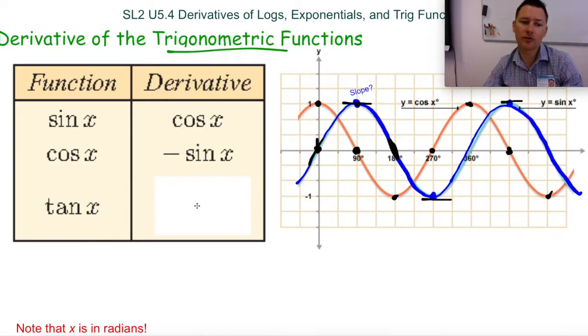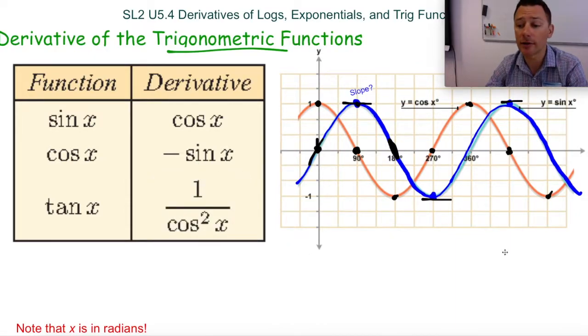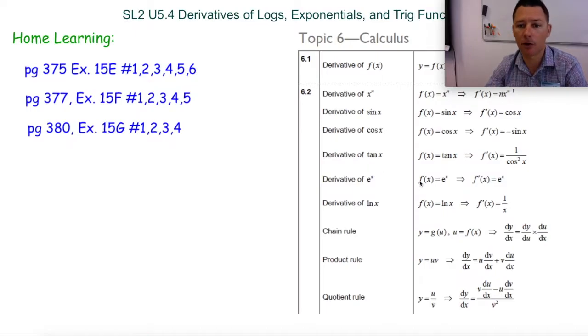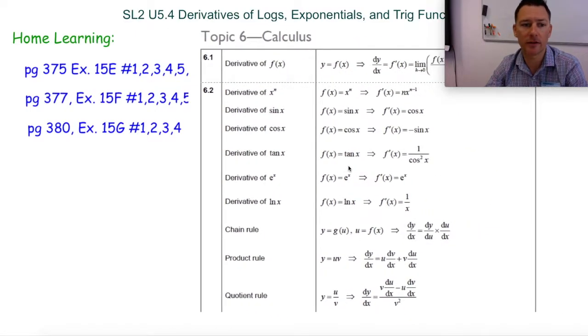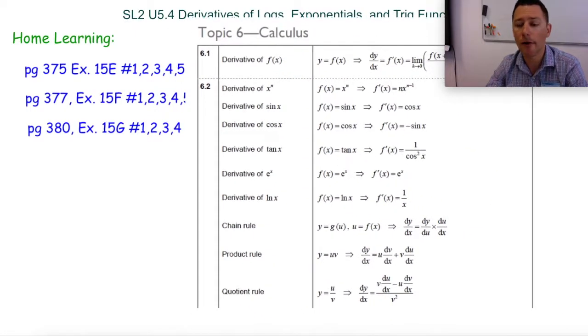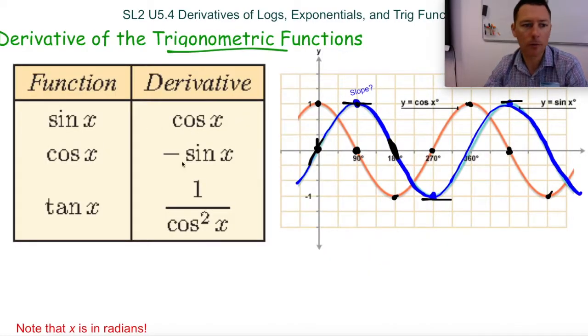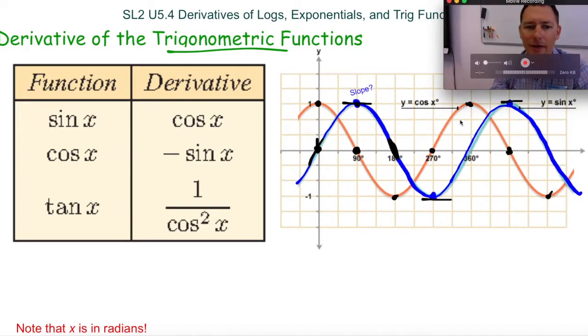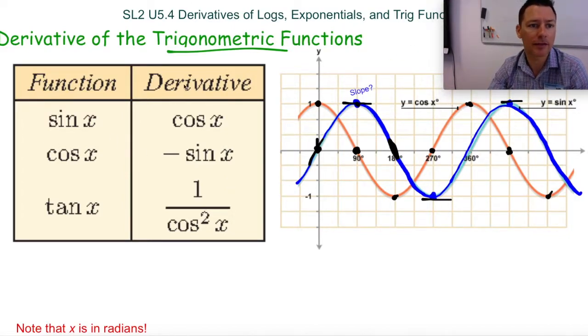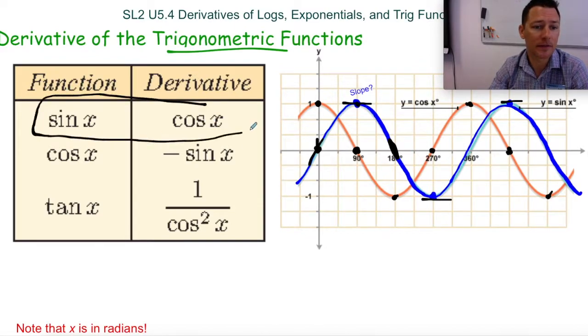And tangent is a bit uglier, but fear not, they're all in the calculus section of your formula booklet. So we're just going to throw them at you and then work with them a little bit. You don't necessarily need to know why they are that, but I think this one at least makes sense, that sine's derivative is the cosine.